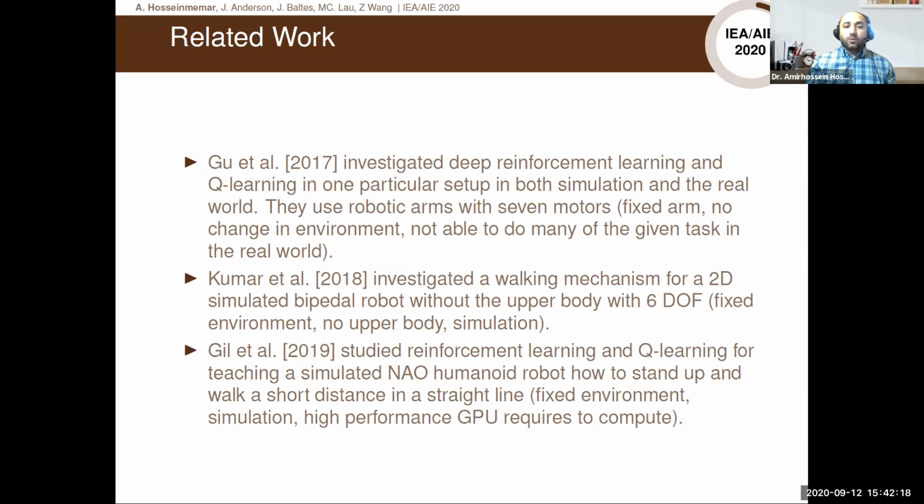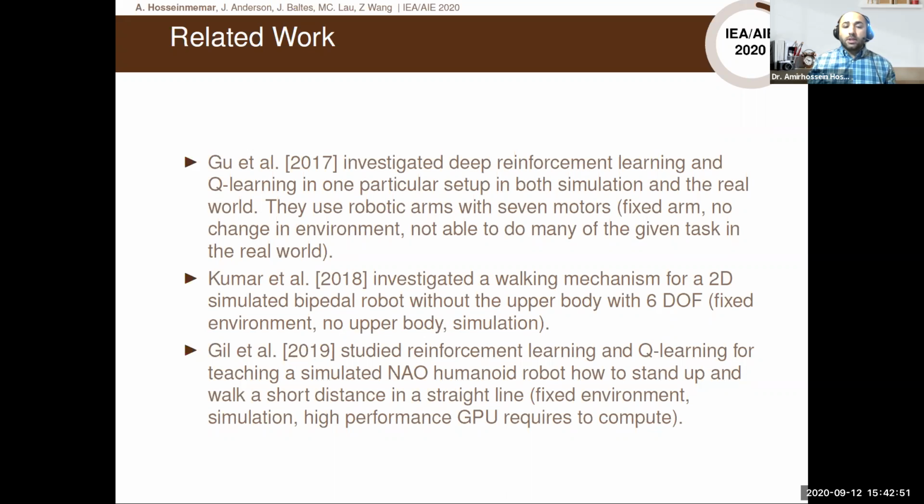Gu et al. in 2017 investigated deep reinforcement learning and Q-learning in one particular setup in both simulation and the real world. They used robotic arms with 7 motors, and it was a fixed arm, no change in the environment, and it was not able to do many of the given tasks in the real world. So it could do some work in the simulation, but when you take it to the real world, it wasn't really functioning properly.